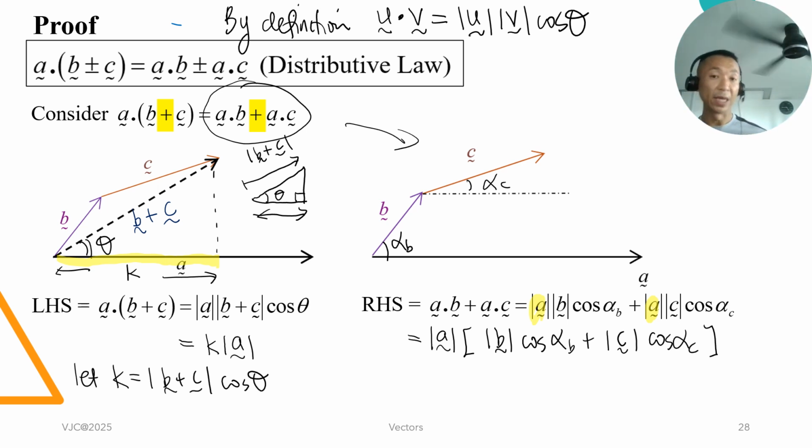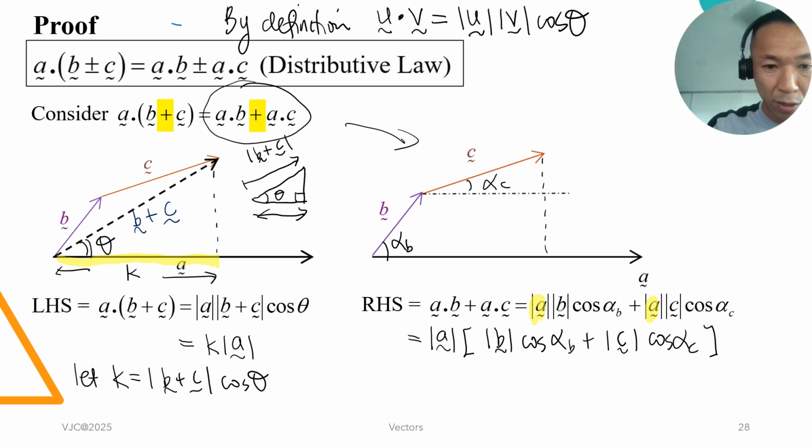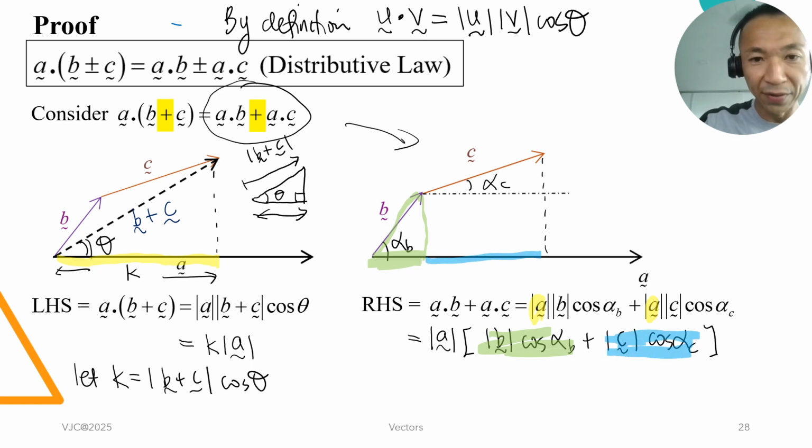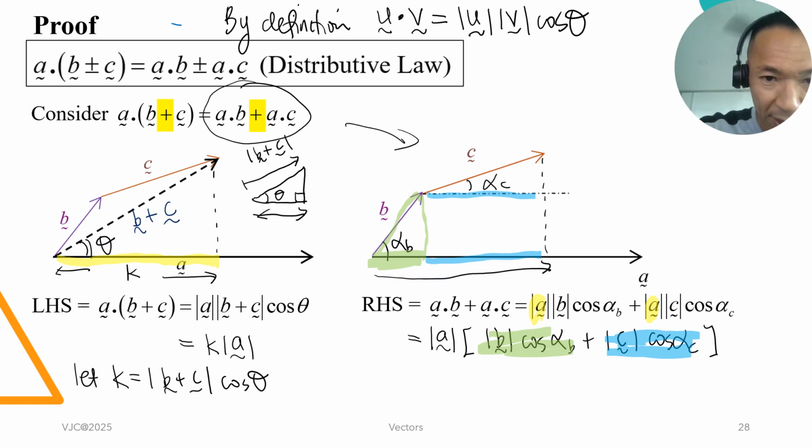Now the magic is about to appear. If you look very, very carefully, mod B cosine alpha B, by trigonometry, if you look at this triangle, is actually this. Mod C cosine alpha C is actually this length. And if you add these two together, it will happen to be K. Exactly the same. This is K. Therefore, it is K times A, which is actually the left-hand side.